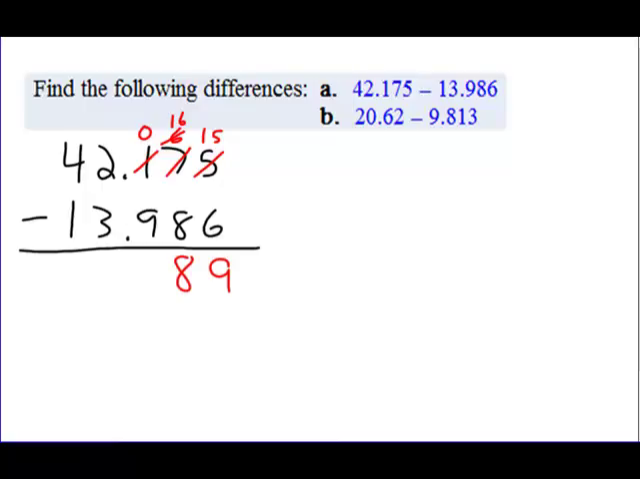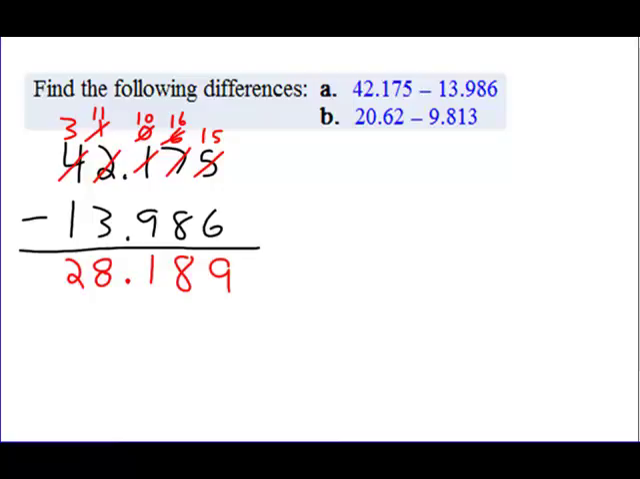Can't subtract again, so I'm going to borrow from the 2. 2 becomes a 1. The 0 becomes a 10. 10 minus 9 is 1. Here's my decimal point. I can't subtract again, so I've got to borrow. The 4 becomes a 3. The 1 becomes an 11. 11 minus 3 is an 8. 3 minus 1 is 2. So my final answer, 28.189, or 28 and 189 thousandths.